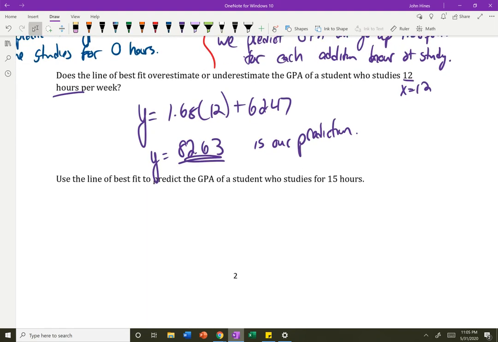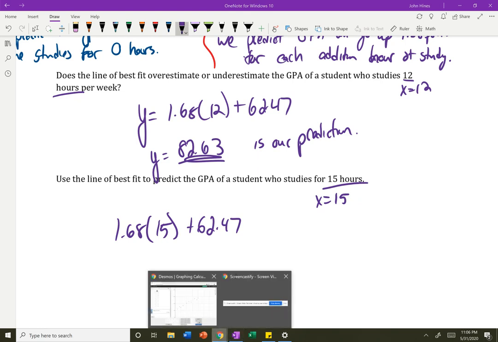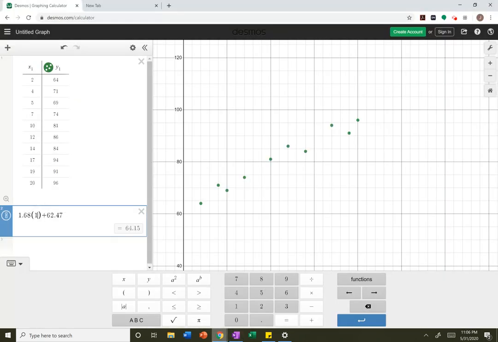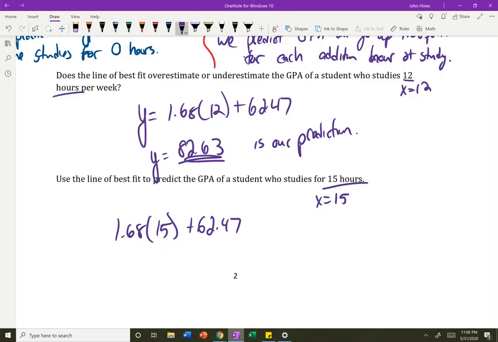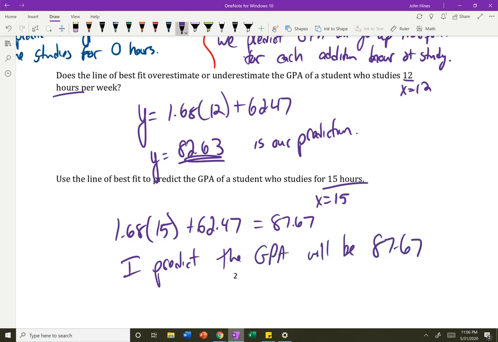And finally, use the line of best fit to predict the GPA of a student who studies for 15 hours. So x is 15 hours. We get to play everyone's favorite game, plug it in. We're plugging 15 into that equation. I'm going to go back there and change that to a 15. I predict the GPA will be 87.67. It's just a guess, the GPA will be 87.67.